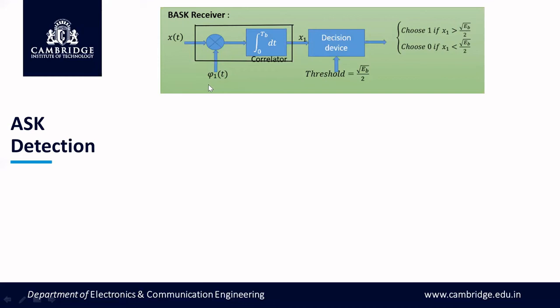Yes, phi I of t means this may be either basis function 1 or 2, depending upon the symbol. Yes, exactly, the receiver should replicate one of the basis functions used at the transmitter, depending upon what is transmitted.